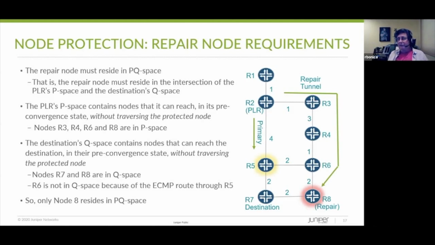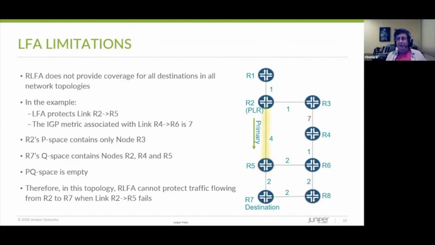Using tunnels, you expand the number of candidates you have as repair nodes, and you get better coverage, but you don't get 100% coverage. Here, I've tweaked the IGP metric on this link one more time. First time you saw the metric, it was set to 1. Second time you saw it, it was set to 3. This time it's set to 7.